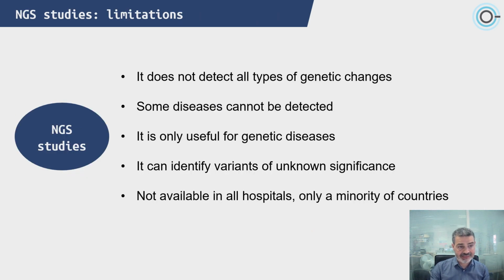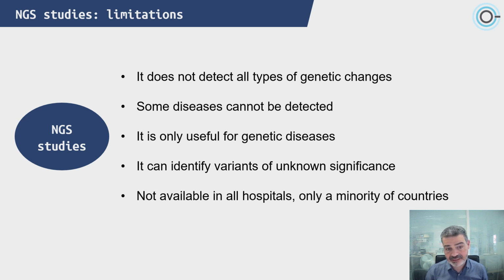For example, next generation sequencing studies do not detect all types of genetic changes. There are some changes that are not detected using the conventional studies. Some diseases cannot be identified, and this is the case of FSHD, for example, or myotonic dystrophy. It is only useful for genetic diseases, of course, so if you have a patient that has an acquired disorder, you will never reach that diagnosis using NGS.